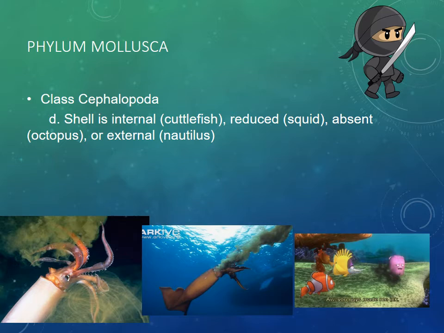They also have an internal shell in the cuttlefish, a reduced shell in the squid in the form of a structure called the pen, and it's fully absent in the octopus, or it can be external in the case of the nautilus. So pretty much any type of option for the shell, these things got it. They can also eject ink. So again, ninja. They can move around, move quick, sneak up on you, release a smoke bomb, and they just disappear.